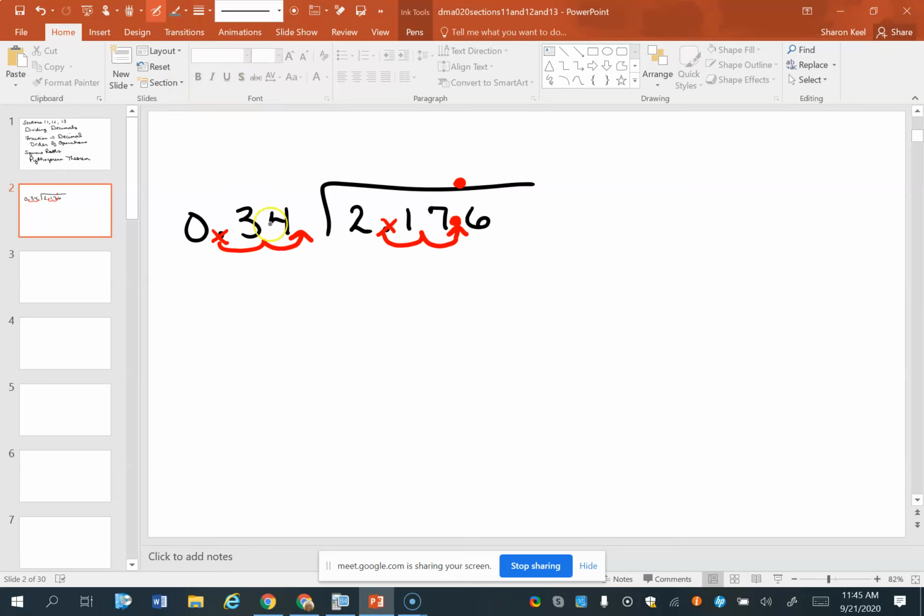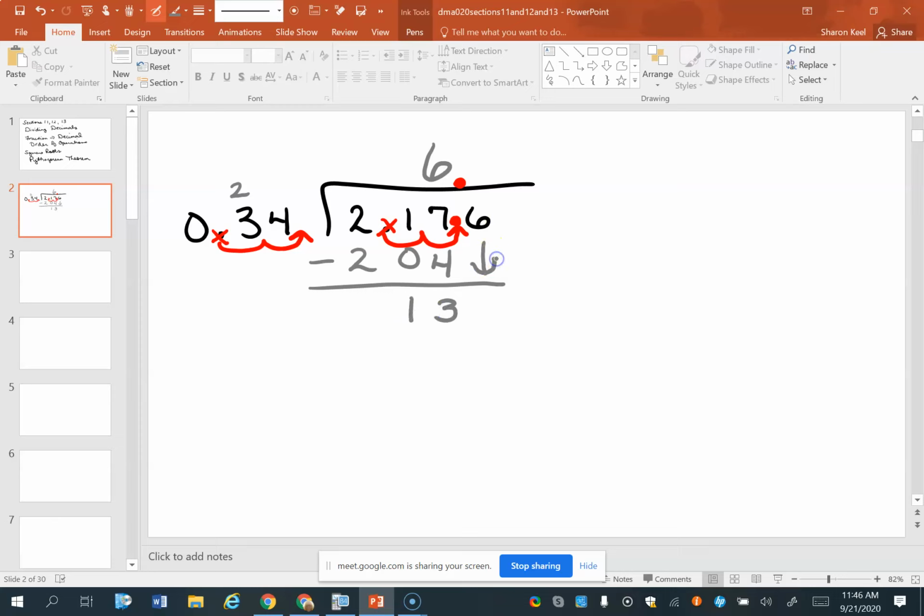So what I have here is 34. It won't go into 21, so it's going to go into 217. It would go 6 times. 6 times 4 is going to give us 24. 6 times 3 is 18, plus 2 gives me 20. So now I'm going to subtract 204 from 217. That would leave me with 13.